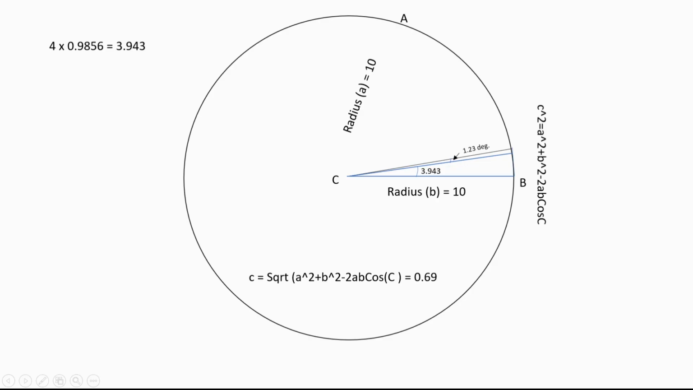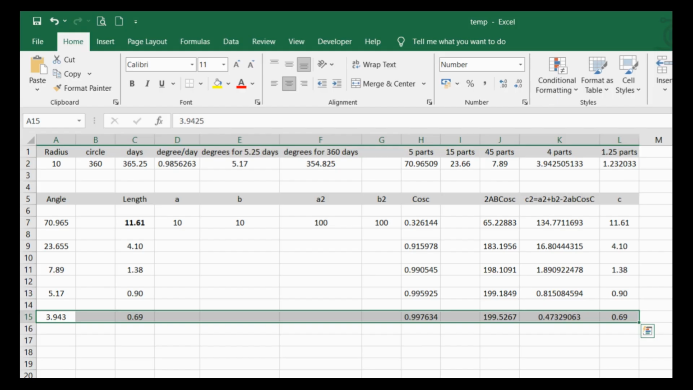Now let's divide the remaining 5.17 degrees into 5.25 parts. 4 parts out of 5.25 parts will cover an angle of 3.94 degrees. Therefore, the remaining 1.25 part is of 1.23 degrees. Using the cosine rule, the length of the third side for 3.94 degrees is 0.69 cm. Divide this into 2 parts twice using the angle bisector method.